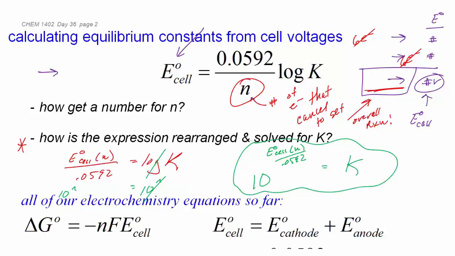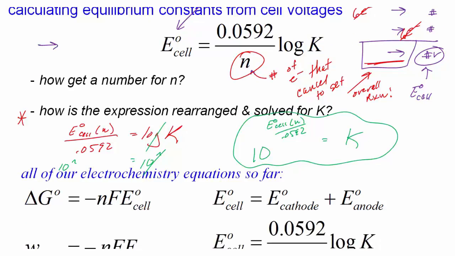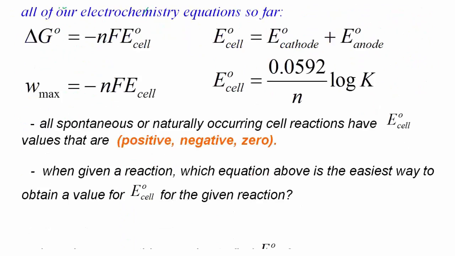So all of our electrochemistry equations so far are right here. Let's take a look at this first question. All spontaneous or naturally occurring reactions have E0 cell values that are, okay, now what up here has something to do with spontaneity? Gibbs free energy. We want a Gibbs free energy to be negative, right? Okay, Gibbs free energy is negative for spontaneous processes.